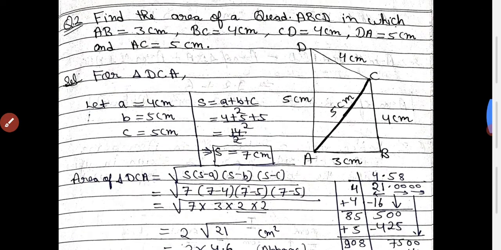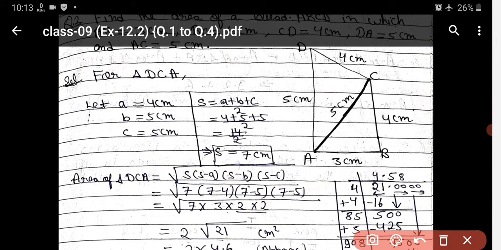Now for triangle DCA, just look at DCA. It is 5, 4, 5 now. Three sides are there. Let A be equal to 4, B equal to 5, C equal to 5. For triangle DCA, you have to let A is equal to 4, B is equal to 5 and C is equal to 5. So what is the value of S? S is equal to A plus B plus C by 2.